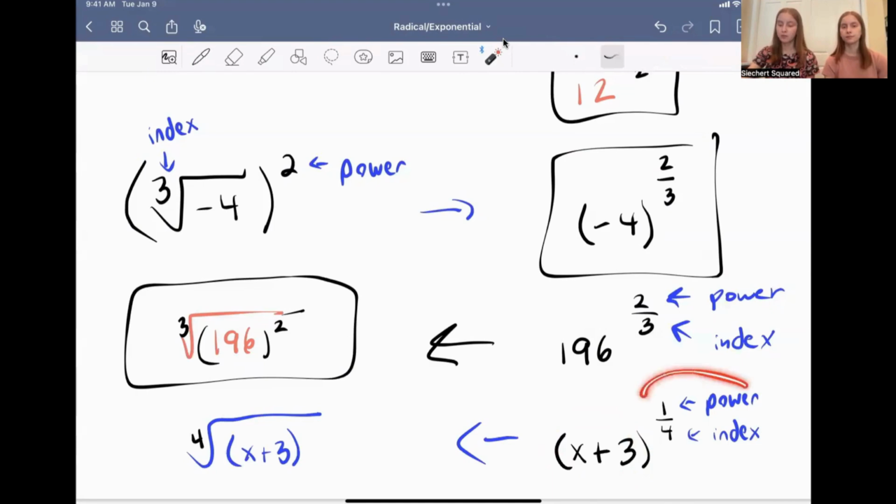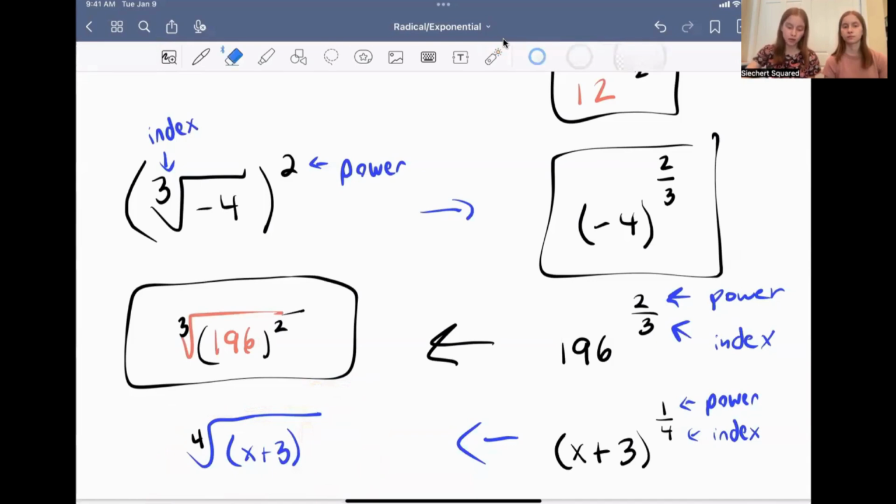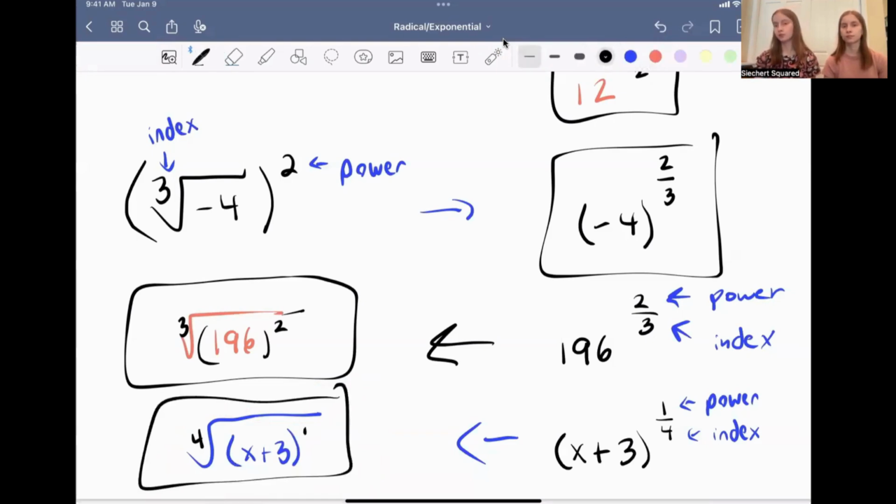And for the power, because your power is actually 1, you could leave it here. If you would like to actually write out the 1, that's totally okay. But you could even get rid of the parentheses as well. It's totally up to you. I'll just go ahead and put the 1 so we can see where it came from, but it just depends on whether you'd like to write it or not.